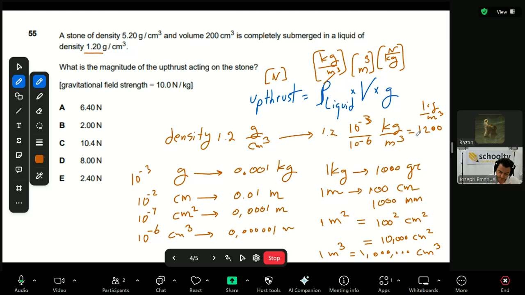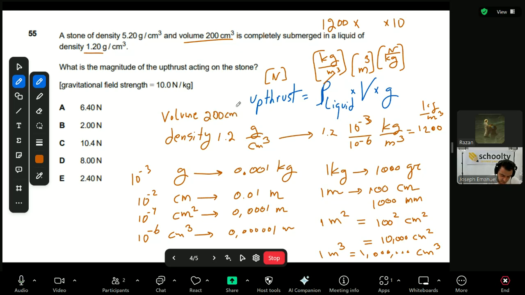This we have already, so I will write it here. The density is 1200. The G we have is 10, of course. And meter cube, what is it? It is a volume. What is the volume? 200. So the volume, which is 200 what?